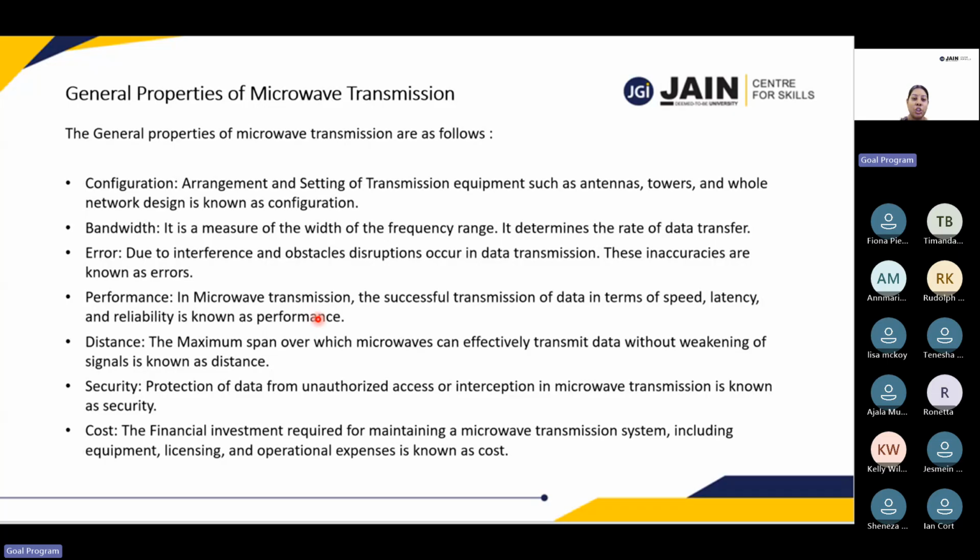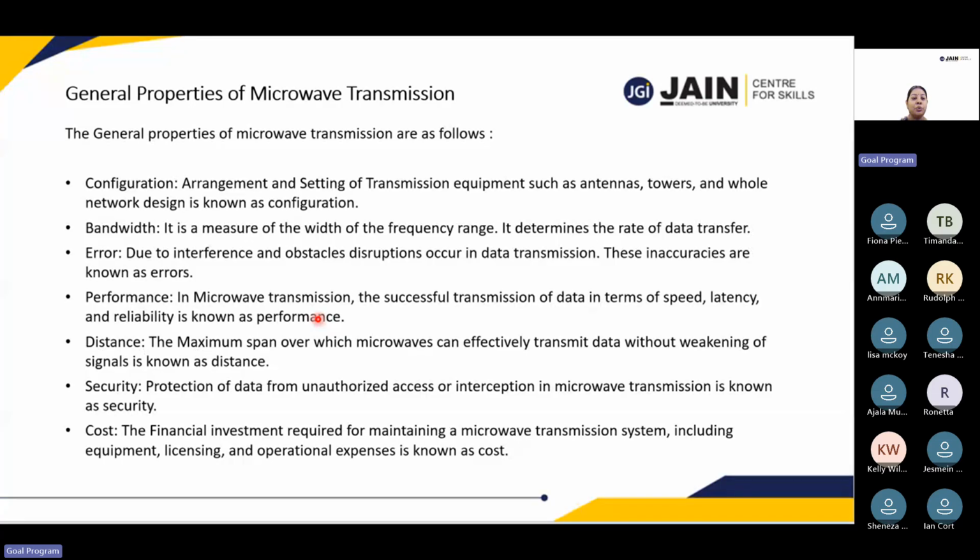Bandwidth is a measure of the width of the frequency range. It determines the rate of data transfer. How much data I can send at one time is called bandwidth.